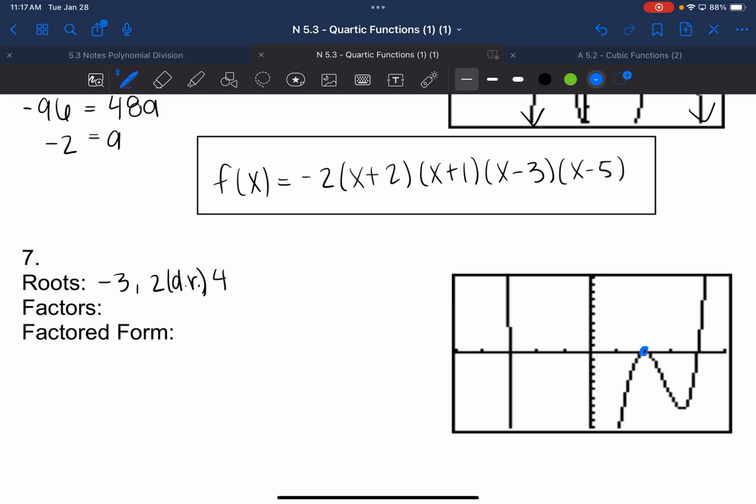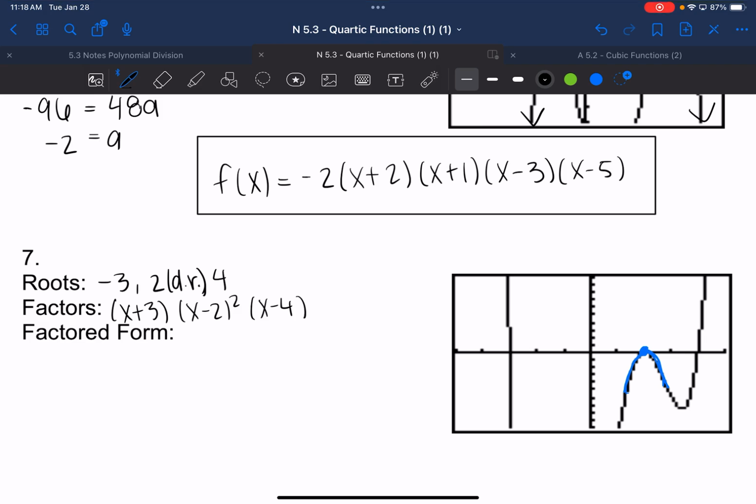Everybody see that right here? Instead of crossing through, it just bounced off the x-axis. So that tells us something when we go to write the factors, right? So what would my factors be? X plus 3, x minus 2 squared, x minus 4. Right. So make sure that you've got that square on the outside of your x minus 2 factor.